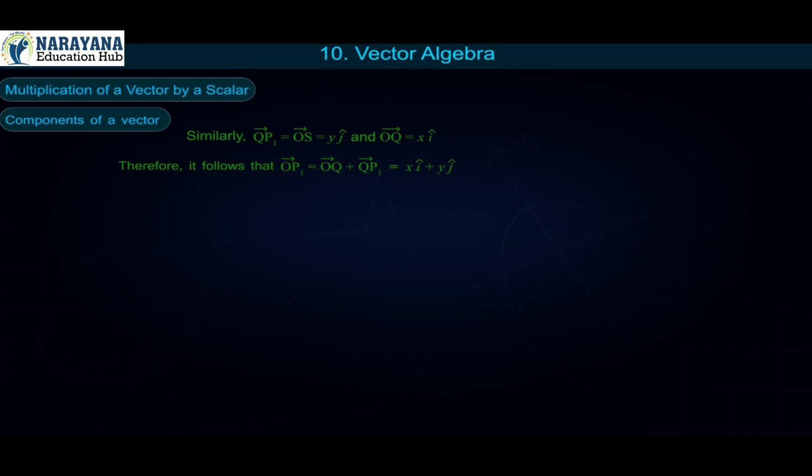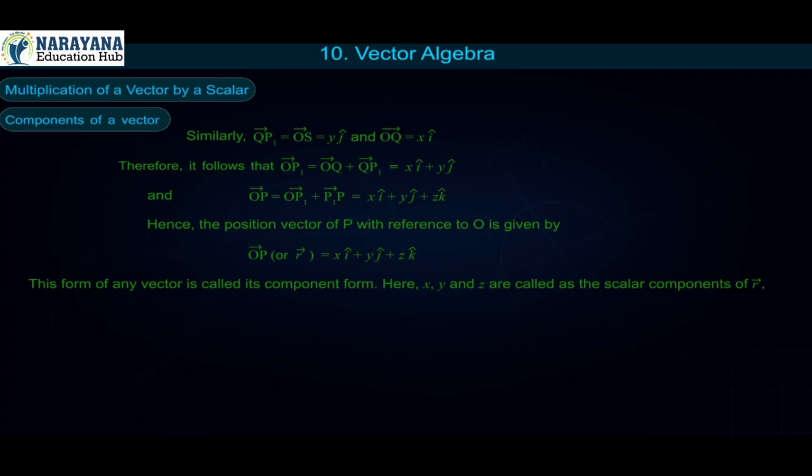Therefore, it follows that vector OP1 is equal to vector OQ plus vector QP1, which is equal to xi cap plus yj cap, and vector OP is equal to vector OP1 plus vector P1P, which is equal to xi cap plus yj cap plus zk cap. Hence, the position vector of P with reference to O is given by vector OP or vector R is equal to xi cap plus yj cap plus zk cap.